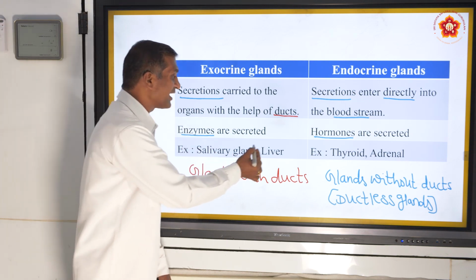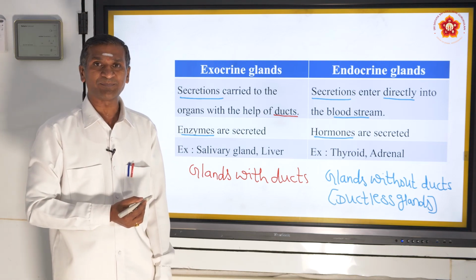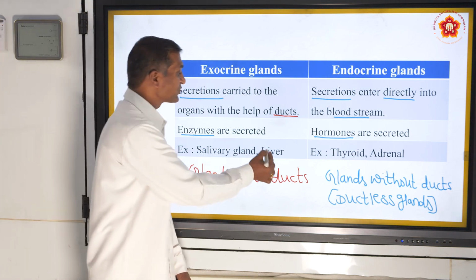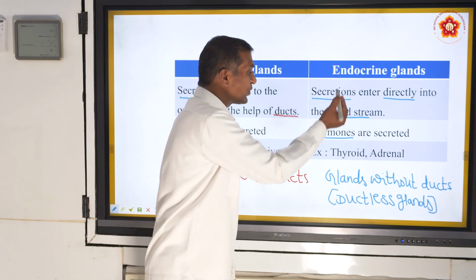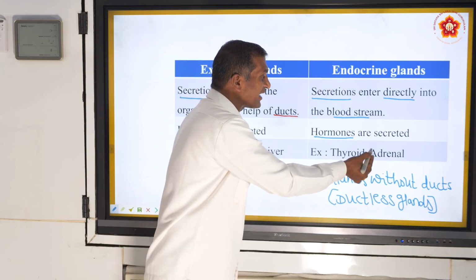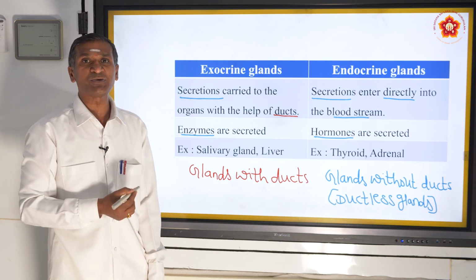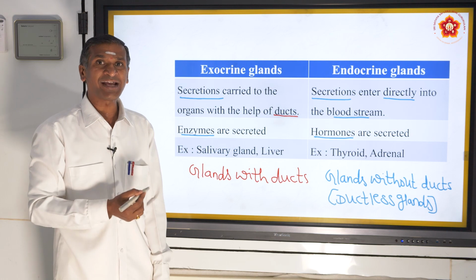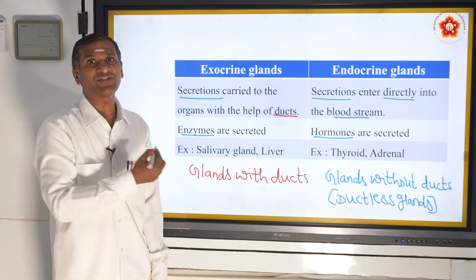So besides the salivary gland, the liver, the biggest and largest gland in the body, is a biochemical factory. So it is an example for exocrine glands. The endocrine glands are the thyroid gland, the adrenal gland, the parathyroid, the pituitary, and the pancreas, which is both exocrine and endocrine. We will study it further.